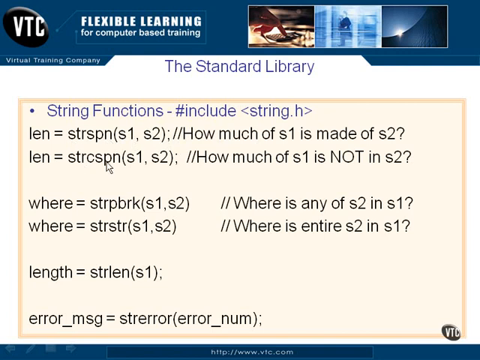String CSpan, CSPN, is looking for how much of S1 is not in S2. We want to know how far we get down S1 before we hit one of the characters in S2. So how much of it is not in S2?